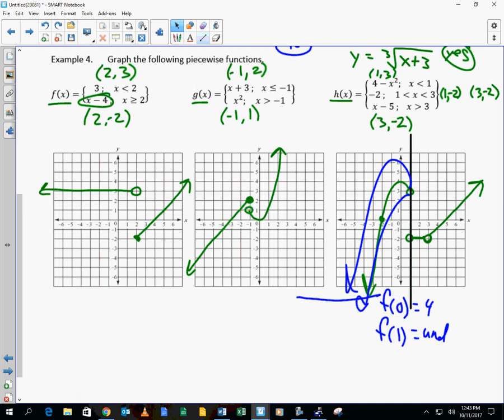What if I said, what is f of 2? Negative 2. What if I said, what is f of 3? Undefined. There's no value there. So you don't have to have a closed circle for every spot either. Okay, you can have open spots.